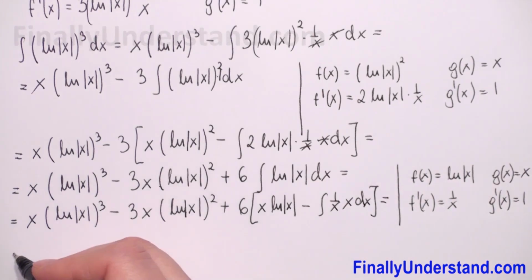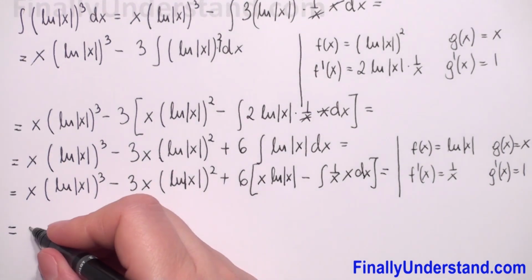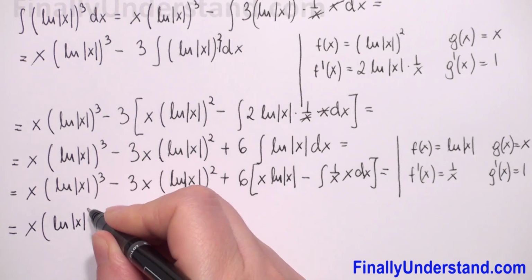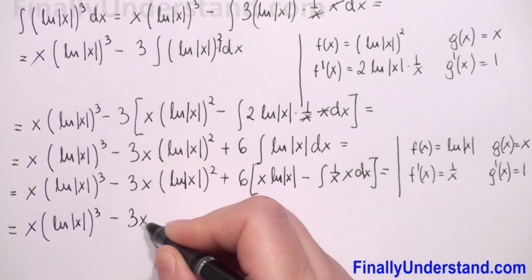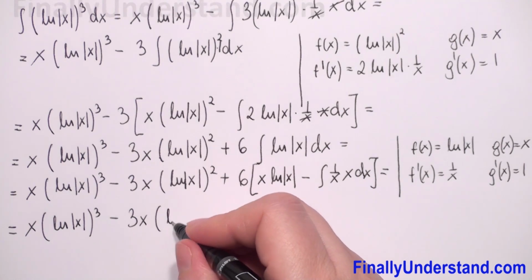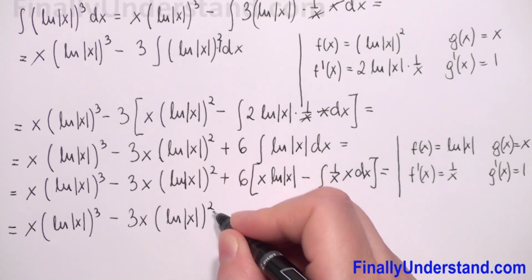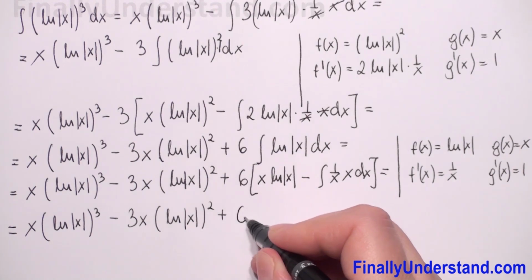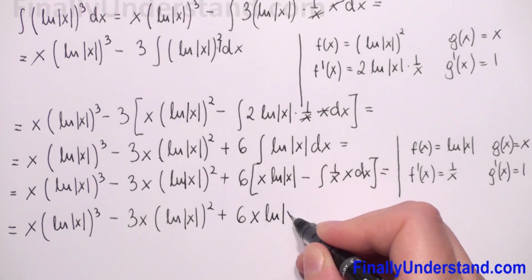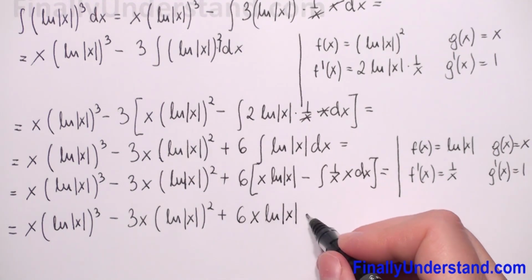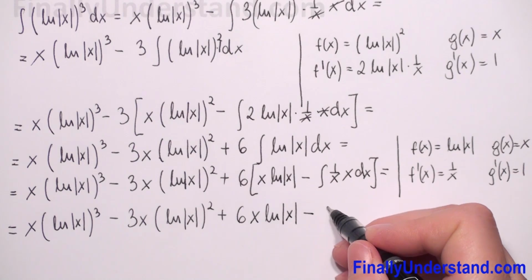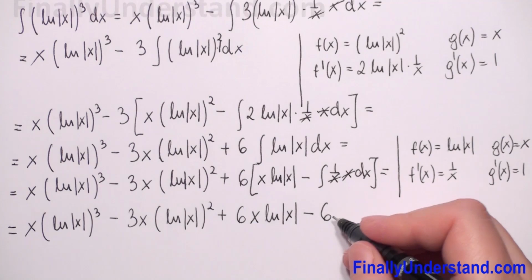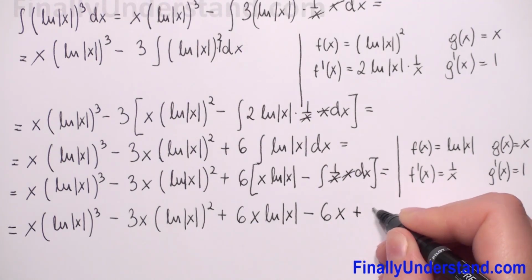So this is equal to x times the cube of the natural logarithm of the absolute value of x minus 3 times x times the natural logarithm of the absolute value of x squared plus, and now we have to multiply every expression in brackets by 6. So we have 6 times x times the natural logarithm of the absolute value of x. Positive and negative will be negative, and we have 6 times 1 is 6, and x we can reduce, and the integral of 1 is x. Of course we need to add a constant.